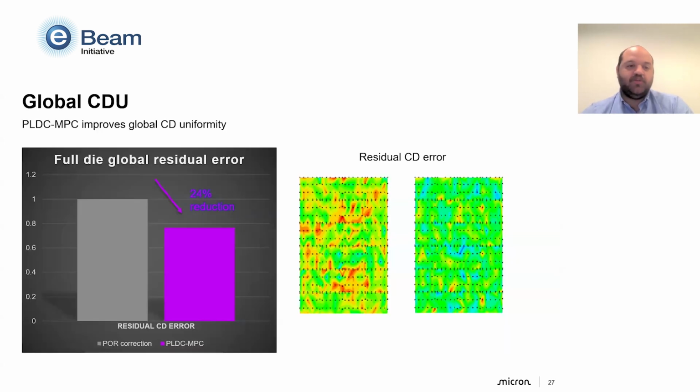Global CDU also improves. So the full die global residual error is reduced by 24%. This is the residual error after correction. Our POR correction is normalized to 1, and we see a 24% reduction compared to that.